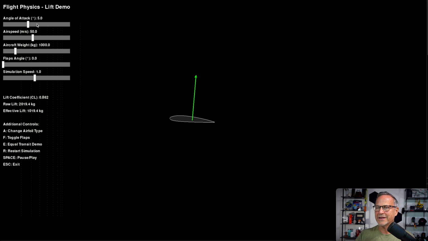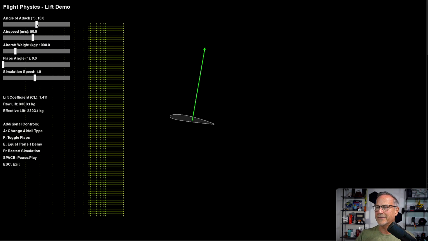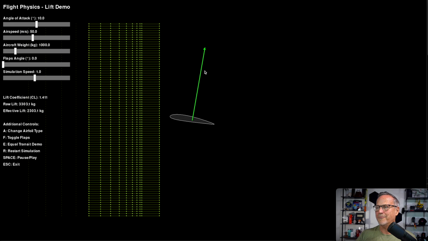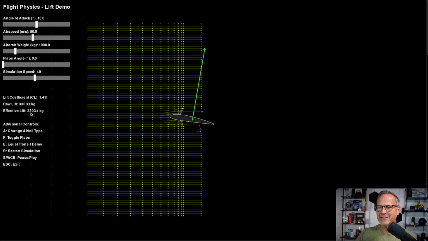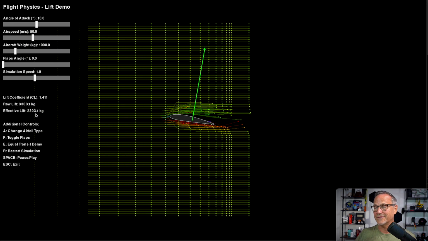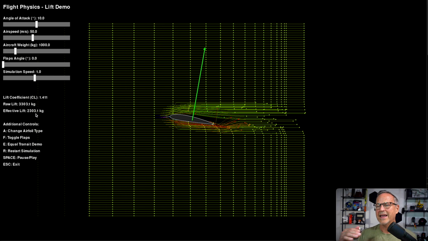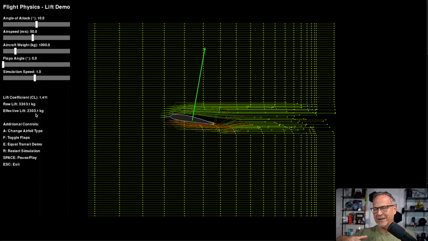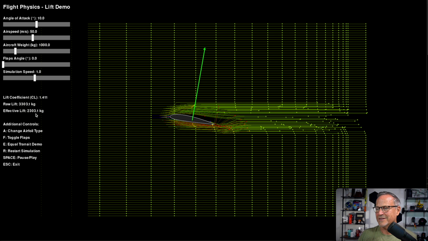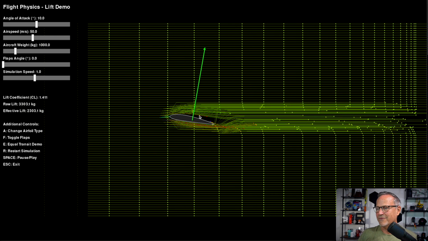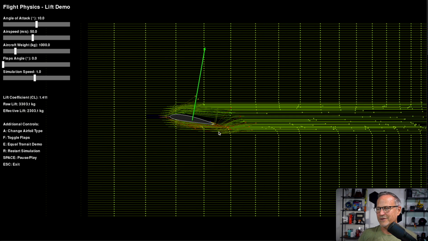I'm going to go ahead and kick up the angle of attack to 10. Notice how big this force vector is. We've got 2,300 kilos of effective lift. That's after subtracting out the amount of gravity or weight of the actual aircraft itself. So we've got a lot more lift. We've got much more laminar flow. We're not producing vortices yet.